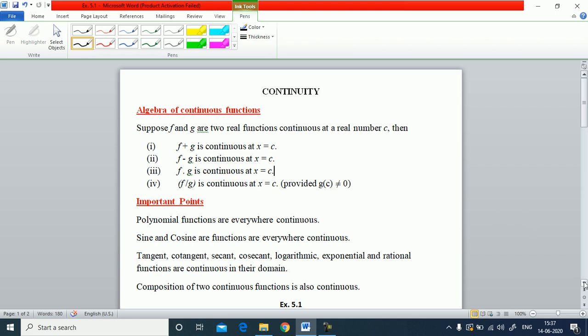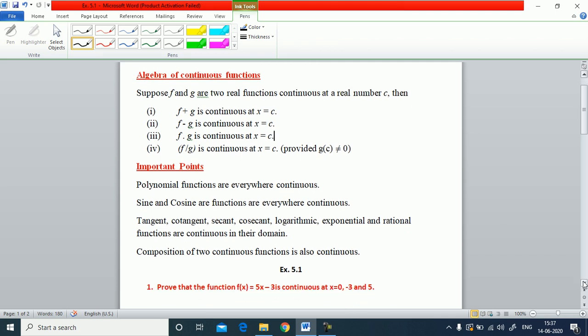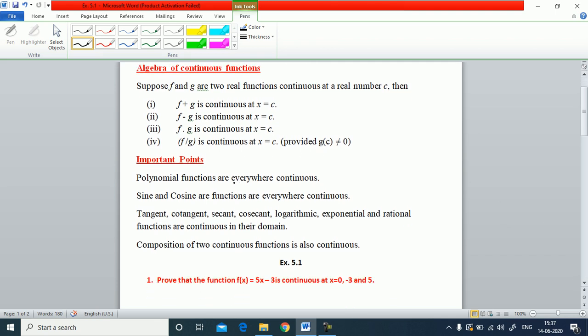Then there are various functions we have done in our previous class. Let us see how they behave. What can we say about their continuity for the real numbers? You will find polynomial functions are everywhere continuous. No matter what real number the variable is, at that point the polynomial function will be continuous. In the same manner, sine and cosine functions are everywhere continuous. You can recall the graph of sine and cosine functions. You will see we are able to plot the graph of both these functions without lifting our hand. That is because they are everywhere continuous.